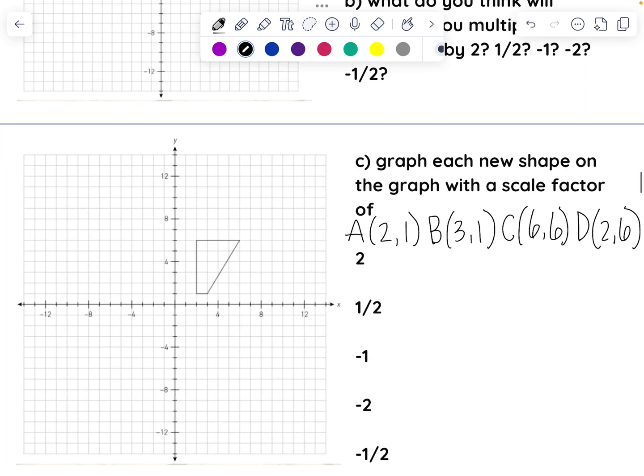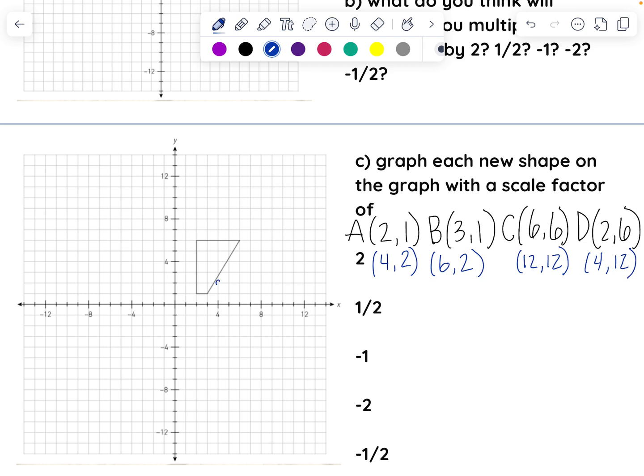So our first scale factor is a scale factor of 2. That means we're going to take every single x and y value and multiply them by 2. So for the new A coordinate, I'm going to take 2 times 2, which is 4, 1 times 2, which is 2. For the new B coordinate, 3 times 2 is 6, 1 times 2 is 2. For the new C coordinate, 6 times 2 is 12, 6 times 2 is 12. And for the new D coordinate, 2 times 2 is 4, 6 times 2 is 12. So I took every x and y and multiplied it by that scale factor of 2. Now I'm going to plot those new points and see what happens to the shape.